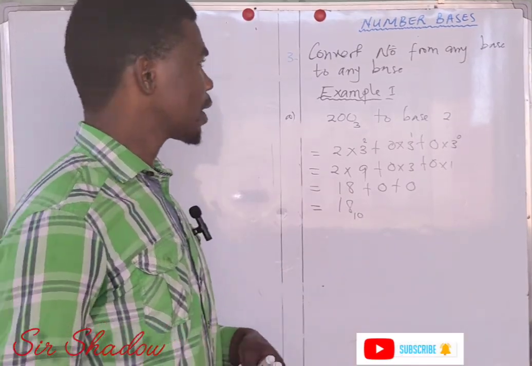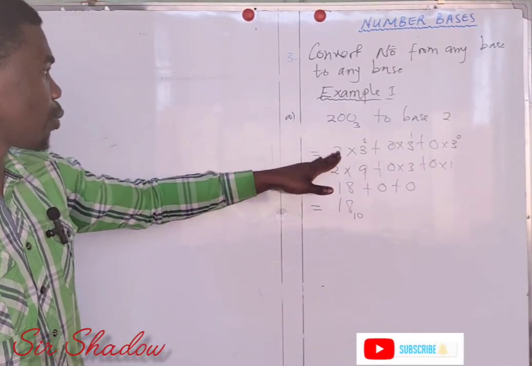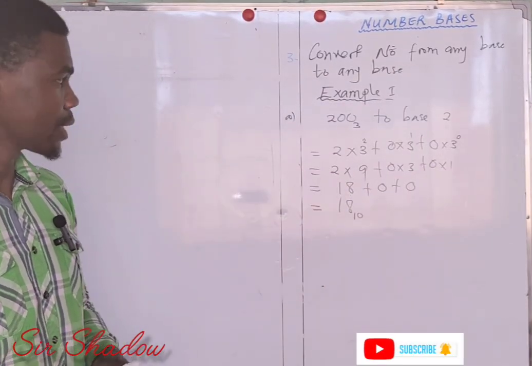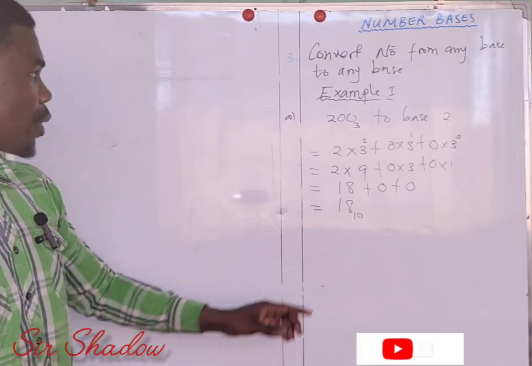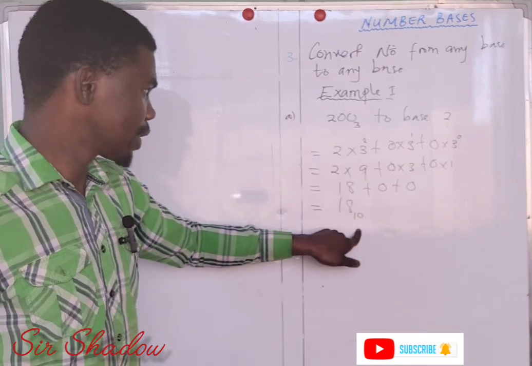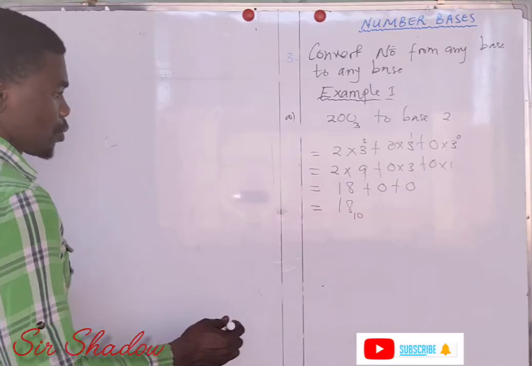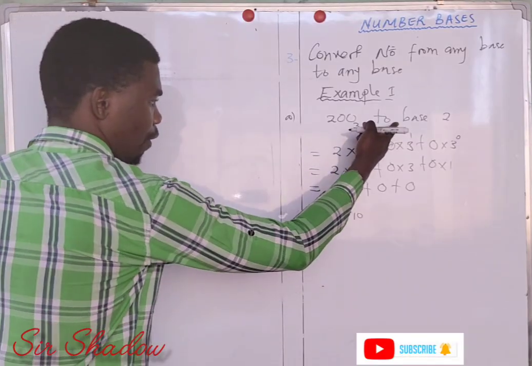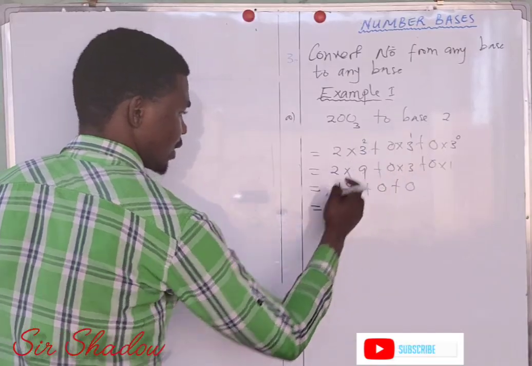There's no other way you can convert a number from n base to n base without passing through base 10. So every question you are given, you have to pass through base 10. Now, after converting from base 3 to base 10, we move from base 10 to base 2. All right, so let's proceed. Now we are converting to base 2.